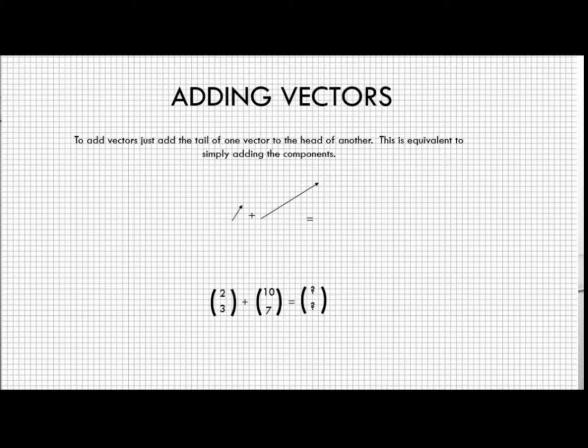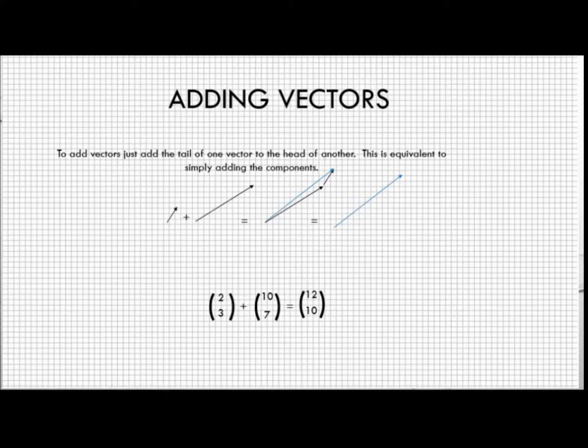Okay, let's have a look at this one. Take your time, pause the video. When you're ready for the answer, just press play. Okay, how did you get on with that? Right, so we just stick the tail of one vector onto the head of the other, and when adding the components, 2 plus 10 is 12, and 3 plus 7 is 10.